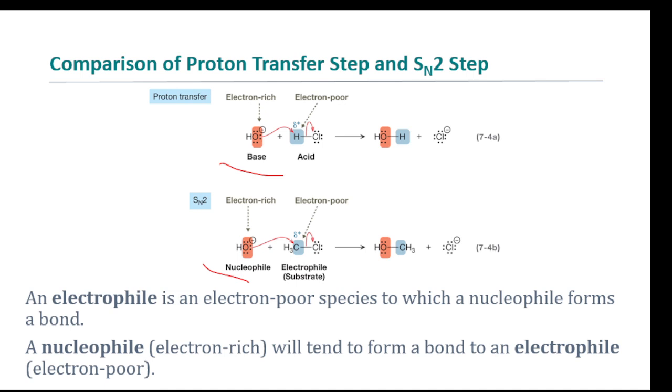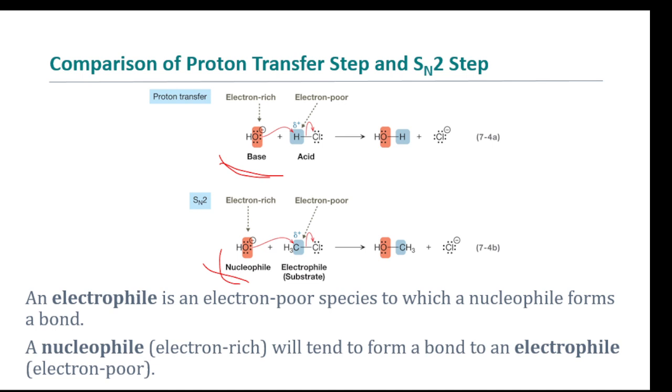Just in one case, we had a proton, real mobile, real lightweight, right? Can move around easier. The other case, we have a much larger group, don't we? In this case, a CH3. Okay? So, nucleophiles are very, very, very analogous to a base, aren't they? Okay? And so they're both electron rich.